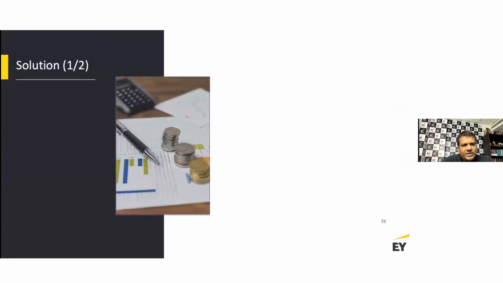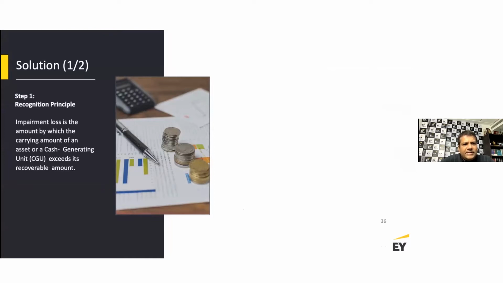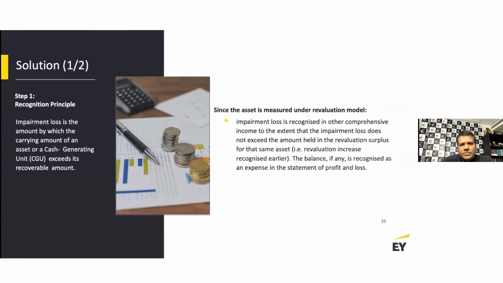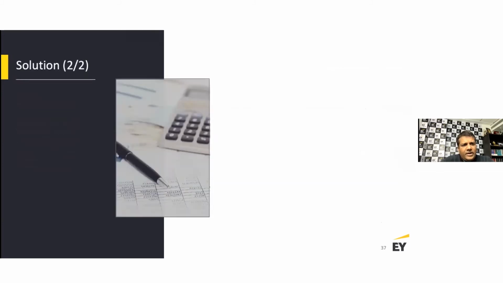Okay, let's look at the solution here. Step 1, recognition principle: impairment loss is the amount by which the carrying amount of an asset or a cash generating unit exceeds its recoverable amount. Since the asset is measured under the revaluation model, impairment loss is first recognized in other comprehensive income to the extent that it does not exceed the amount held in the revaluation surplus, which is 1,40,000. The balance, if any, is recognized as an expense in the statement of profit and loss.